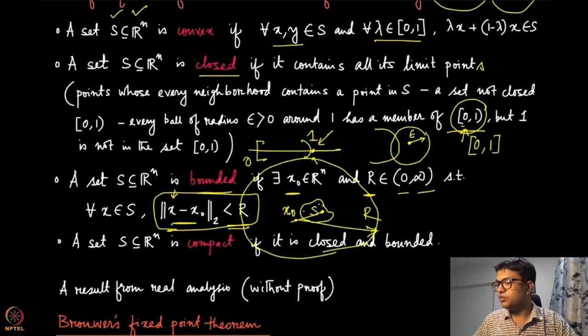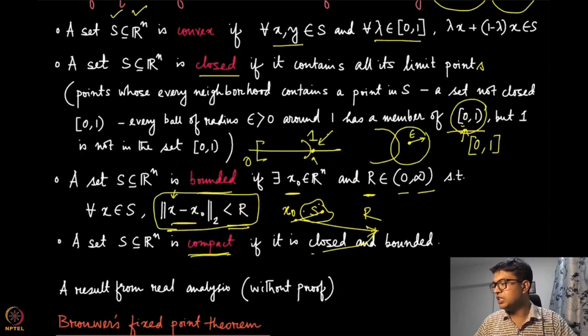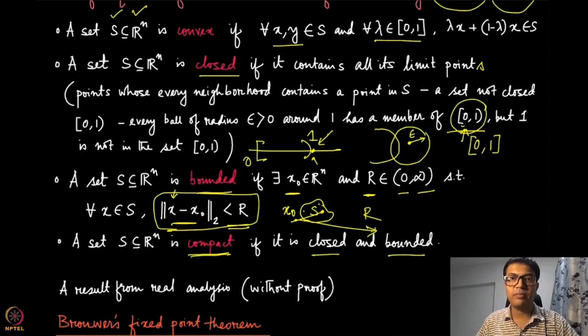Now we are going to call a set compact if it is closed and bounded. So we are just using the fact that we are living in R to the n. So these are only real spaces. There is a different definition of compactness when it is not R to the n. But since we are here, it's easy. So every set in R to the n which is closed and bounded is also compact. So that's what we are going to use.